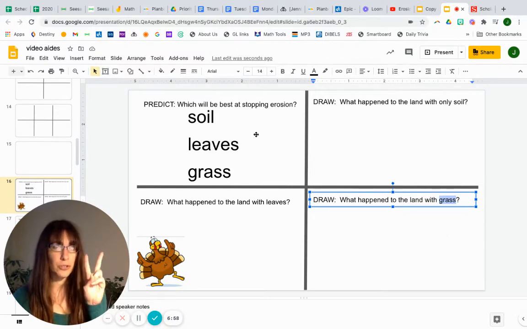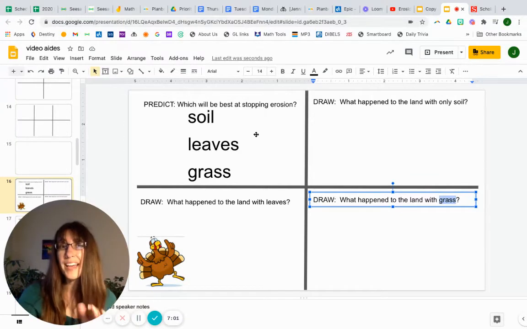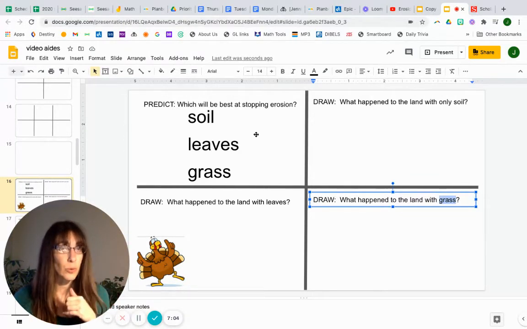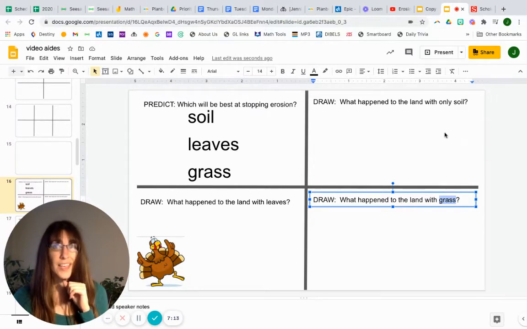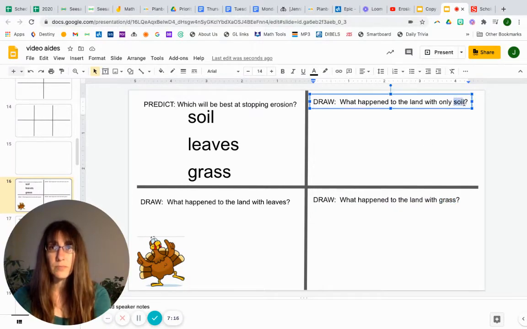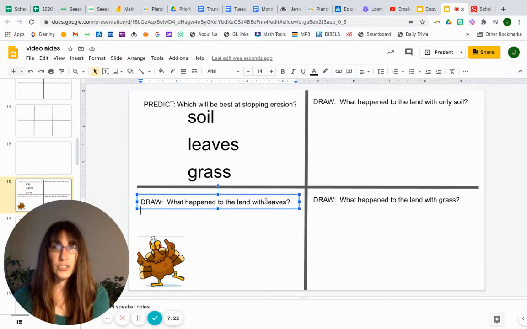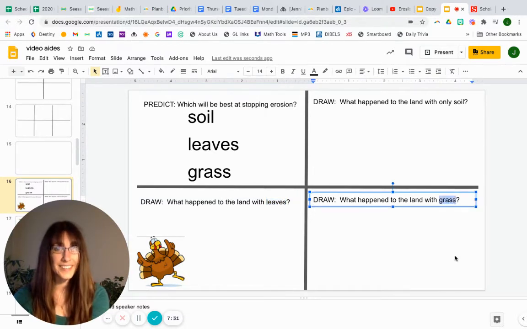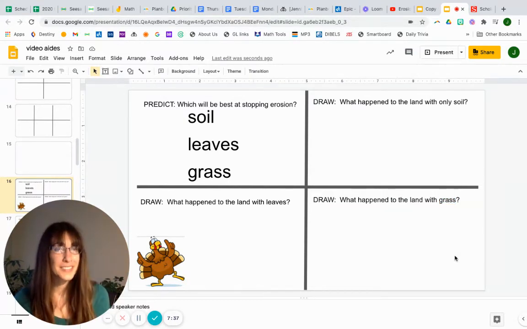Okay, so first box you wrote 2 words, predict, and then which one you think will be the best at stopping the water from carrying soil away. Just soil, soil with leaves on top, or soil with grass growing in it. Okay. In the next box, you're only writing the word soil, and you're leaving a big space for drawing. In the third box, you're just writing the word leaves and leaving yourself a big space for drawing. And then in the last box, you're just writing the word grass and leaving yourself a big space for drawing. Okay? If you need more time, you can hit the pause. Otherwise, we will go ahead and start the video.